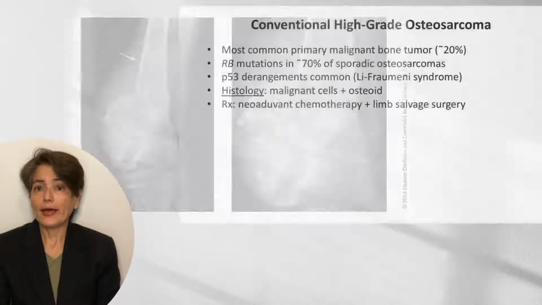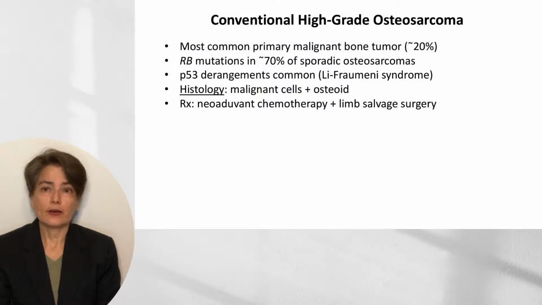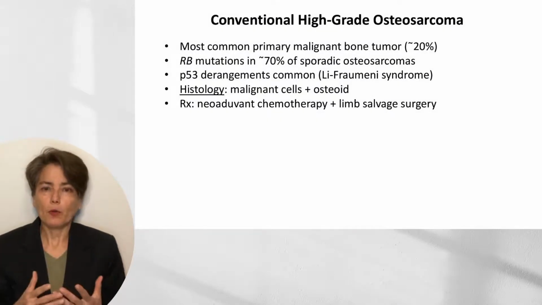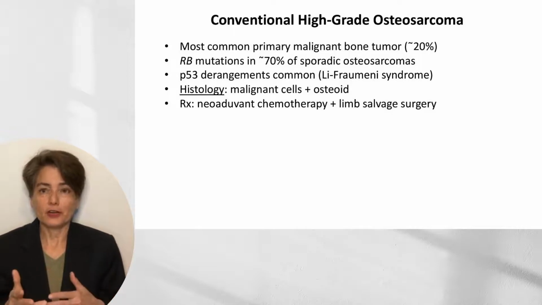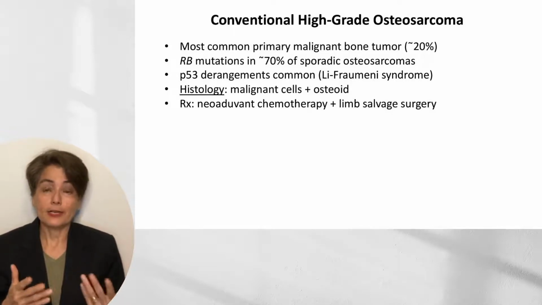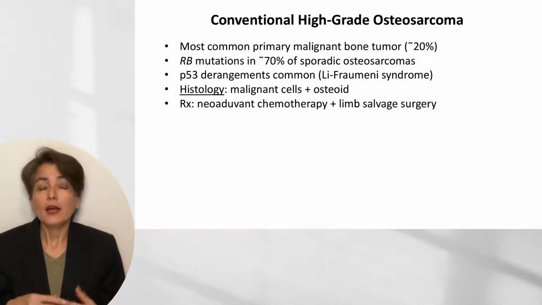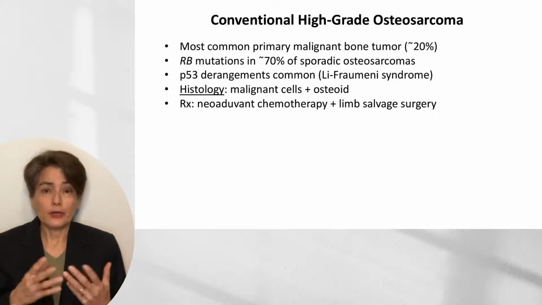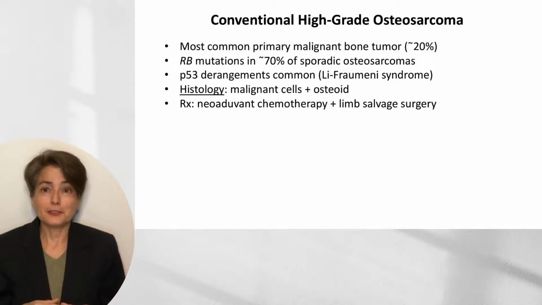All right, so with that, let's go for conventional high-grade osteosarcoma. Now, you may be wondering why I refer to this as conventional high-grade osteosarcoma. It's because I'm a specialist and I know there are multiple types of osteosarcoma. Just know that for where you are in your career, just knowing something is an osteosarcoma is good enough. And when we call something an osteosarcoma, almost all of them that we'll be referring to are what are called conventional high-grade. As I said, it's the most common primary malignant bone tumor, about 20% of cases.